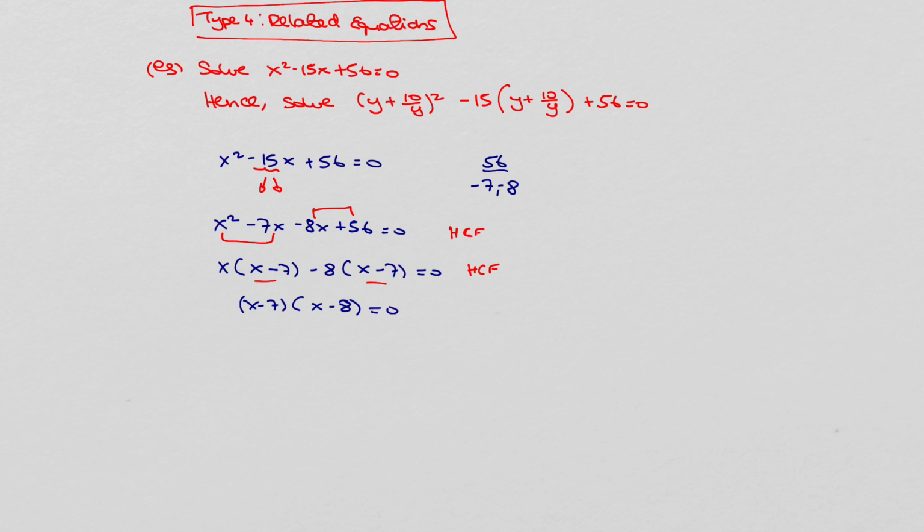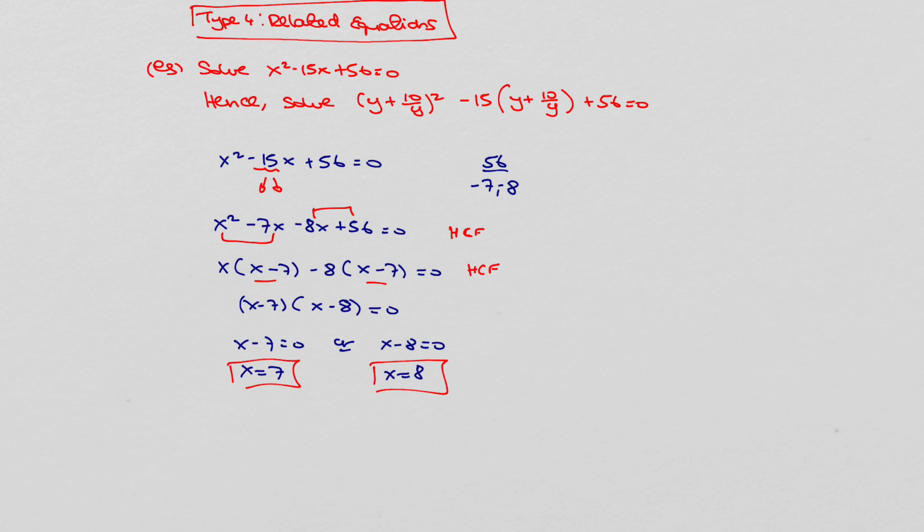So both of these brackets multiply to give me 0, which means x minus 7 equals 0, or x minus 8 equals 0, and therefore x must equal 7, or x must equal 8. So that's the first part of the question done. We have solved the quadratic.